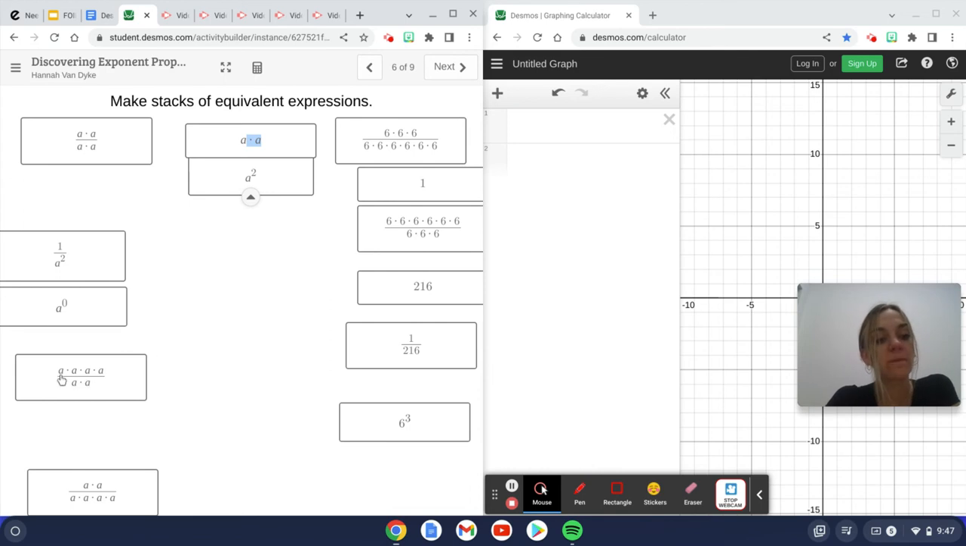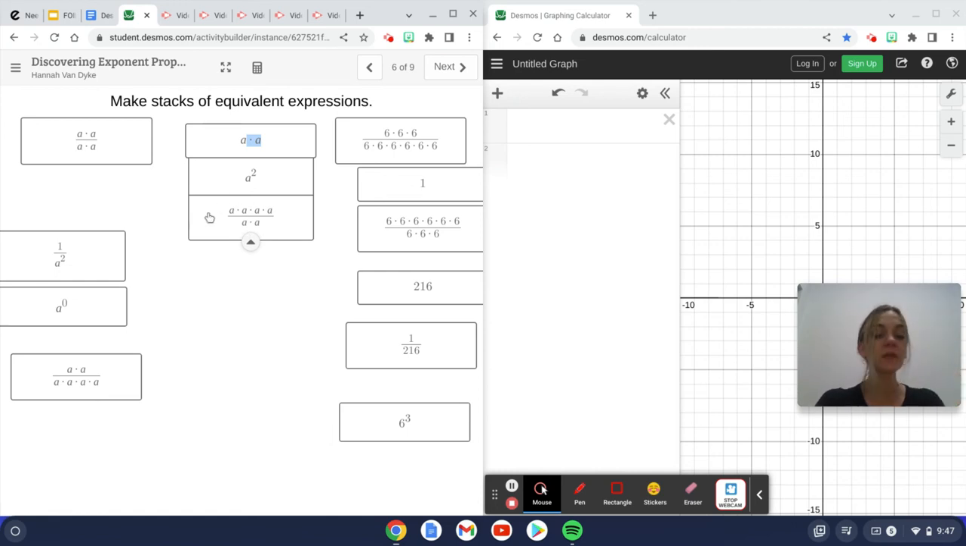Looking at this one here, this a and this a would cancel out. This a and this a would cancel out. So then I'm left with a times a, or a squared, so that's good. And then this one is this flipped. So instead of 4 a's up top and 2 on the bottom, I have 2 up top and 4 on the bottom. So not the same thing, it can't be equivalent.